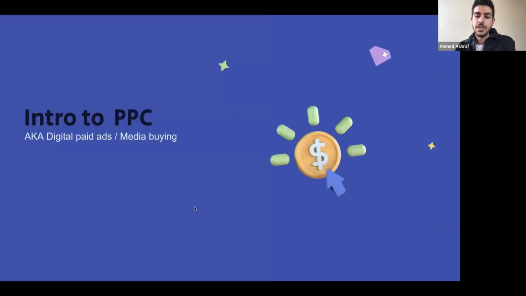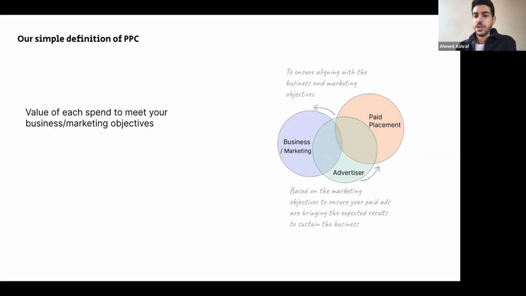Our introduction to PPC, also known as digital paid ads, media buying, or paid advertising, can be confusing, hearing many terms of paid ads in general. The simplified version of paid advertising is ensuring the value of each ad spend, and that you are meeting your business objective and marketing objective. So basically, we see the advertiser as a link between business marketing objective and media placement. And this is basically it, without going through very technical details of paid advertising.